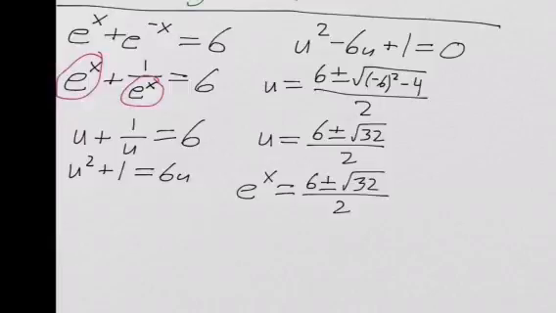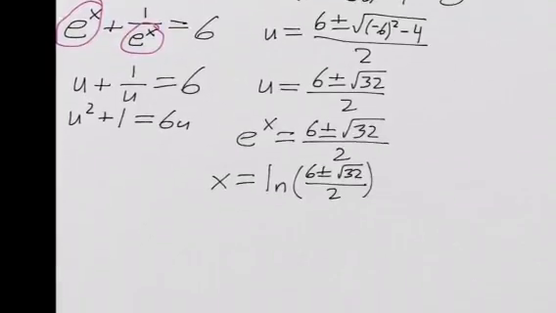And I can now take the natural log of both sides, or think about it as just applying the definition of the logarithm. So that's saying x is equal to the natural log, or log base e, which is the natural log, of 6 plus or minus the square root of 32 divided by 2. So we'll need to put those into the calculator separately.